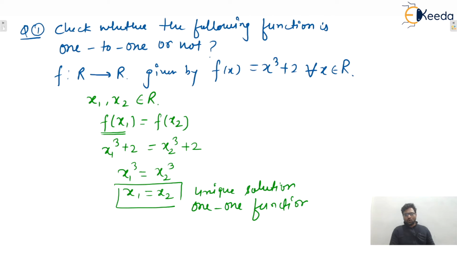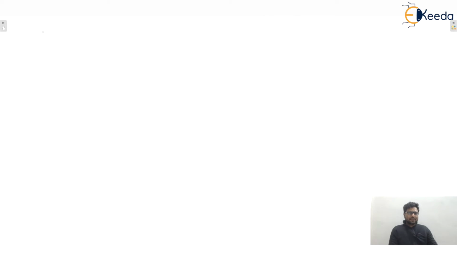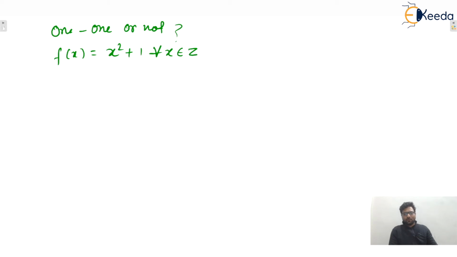Okay. So let us consider one more example. Check whether this function is one to one or not. The function is given to you: f(x) is defined as x square + 1 for every x belonging to the set of integers, and this function is from the set of integers to the set of integers.